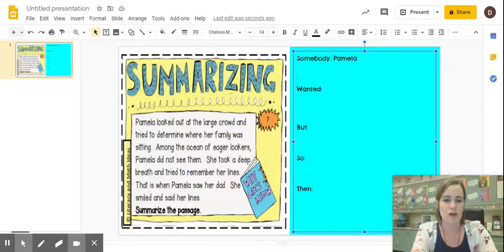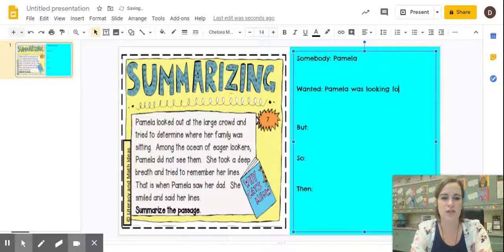So I'm going to write next to wanted, Pamela was looking for her family in the crowd because she felt nervous.